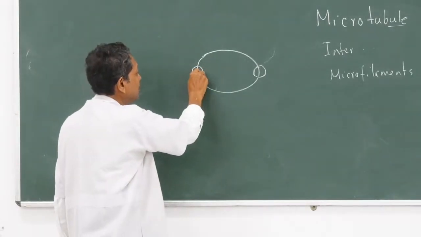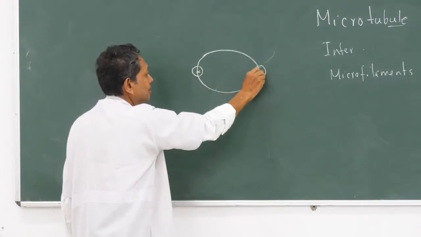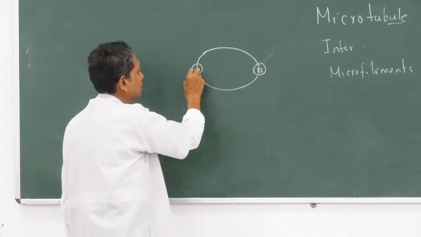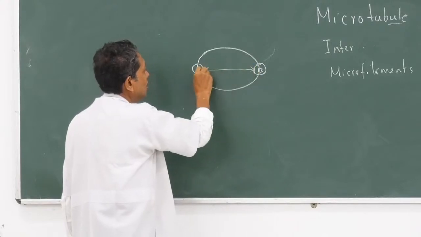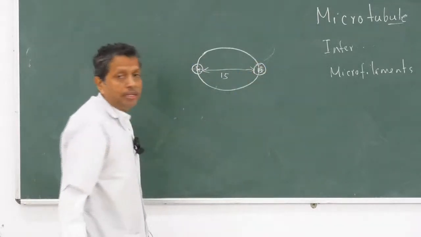Alpha subunit and beta subunit, in this way there are 13 of them, and the lumen is 15 nanometers.